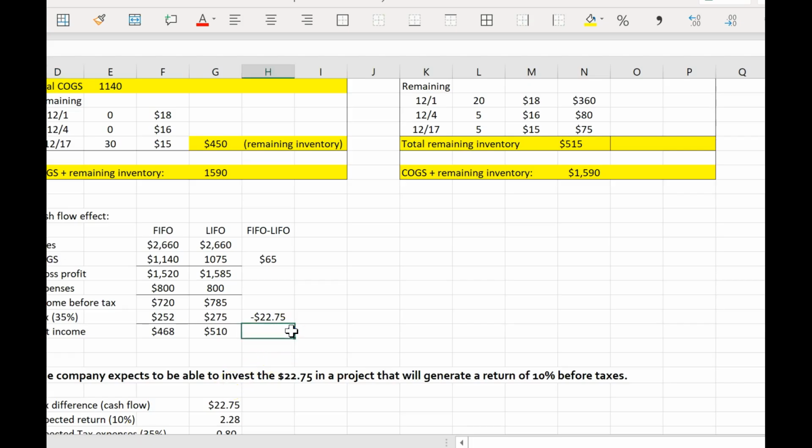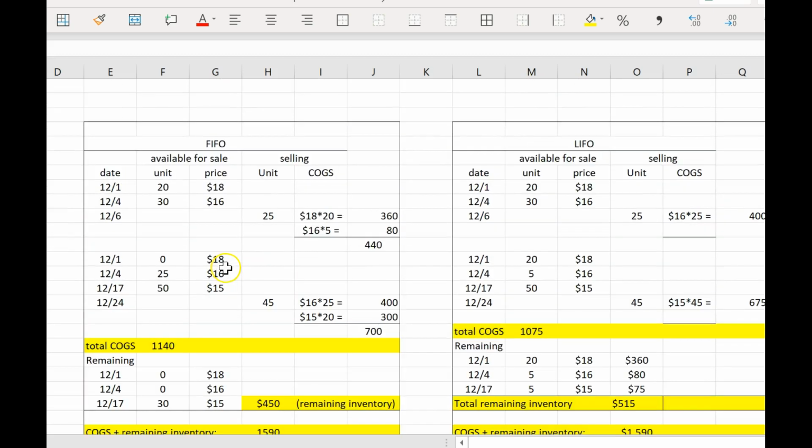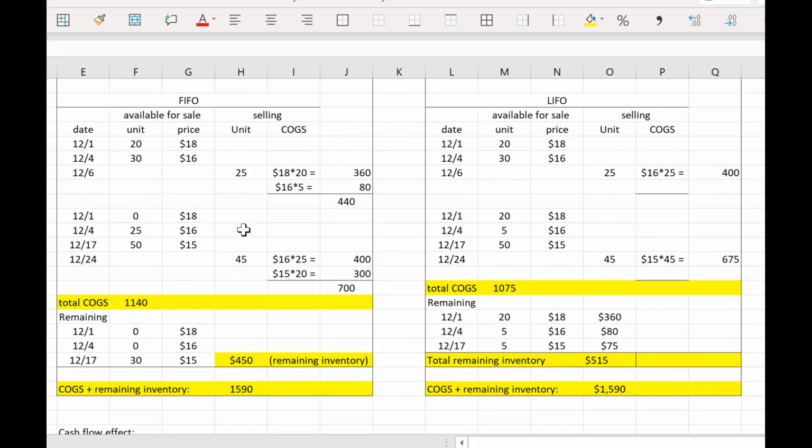So I'm going to show you a worksheet that I did to show the effect of this first in first out versus last in first out. So this is FIFO, first in first out. Under the first in, first out, we see that December the 1st, we got 20 units. December the 4th, we got 30 units. They have their own price. December the 6th, we are selling 25 units. As I said, 20 units will be coming from here, right?